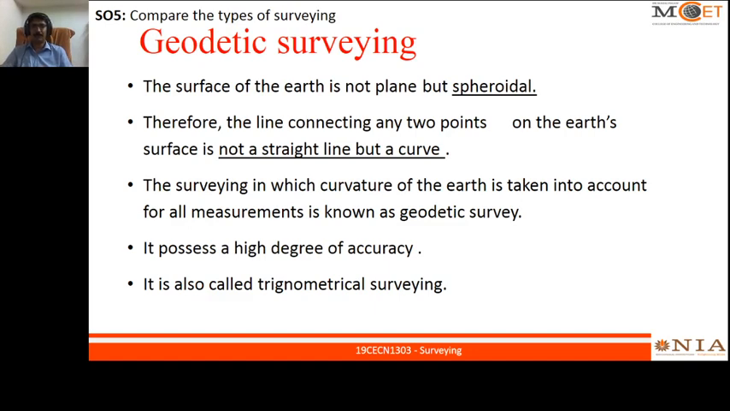So the contrast between plane surveying and geodetic surveying: the earth is considered flat in plane surveying, while here it is considered spheroidal. The curvature part is taken into account. There, joining the two points is a straight line, here it is a curve. The angle formed between the two lines, there it is a plane angle, here it is a spherical angle. If the surveyed area is less than 250 square kilometers, it is plane surveying, and if it is more than that, then it is geodetic surveying. The accuracy is also required. So this surveying is mostly adopted country-wise or at least state-wise. Geodetic surveying.